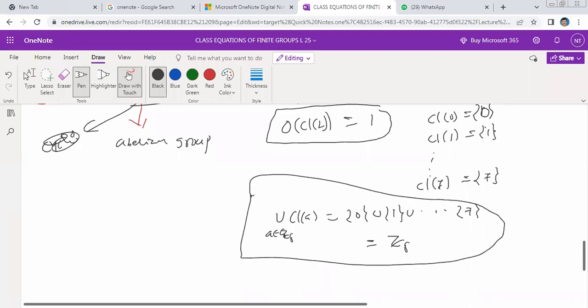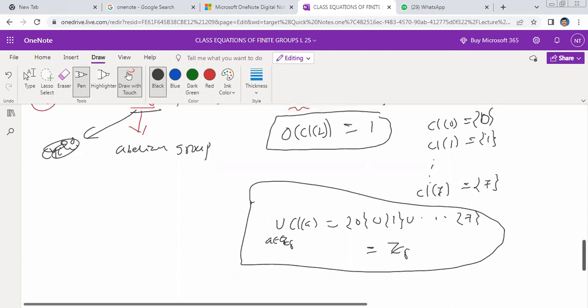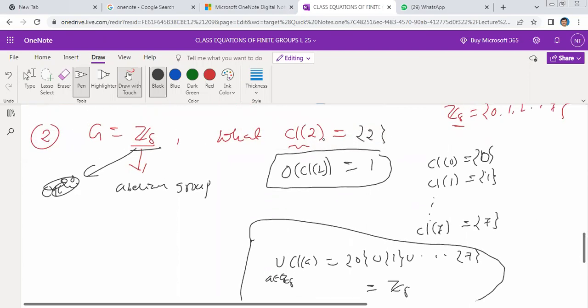I repeat it once again. When the group is either cyclic or abelian, the conjugate class of a particular element is equal to that element only. In this case, the union is equal to Z8.